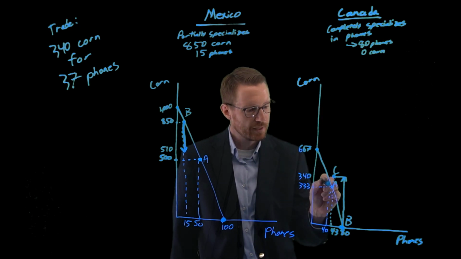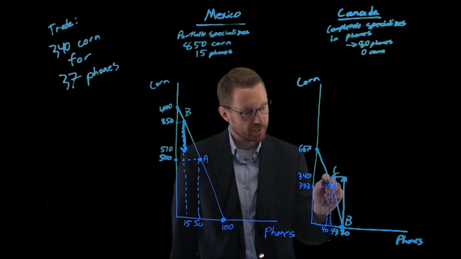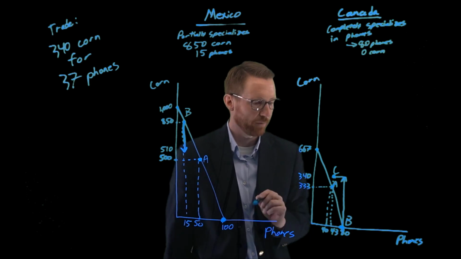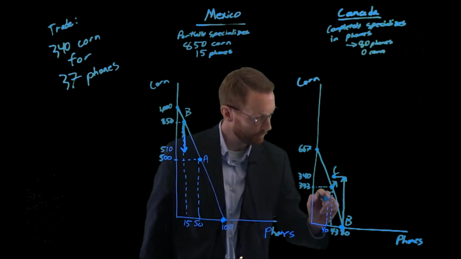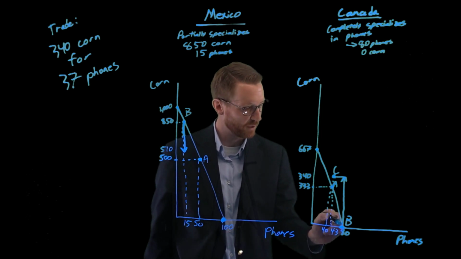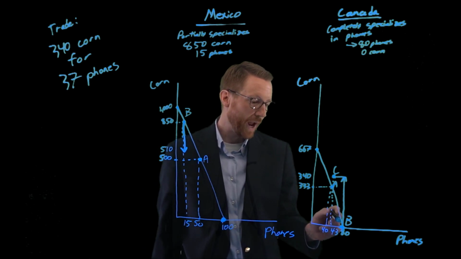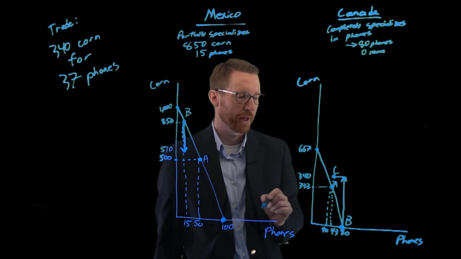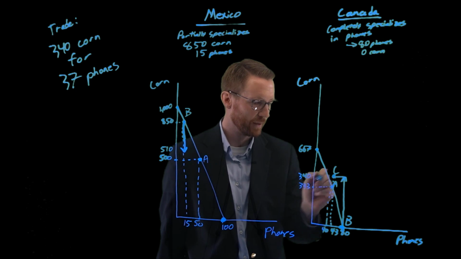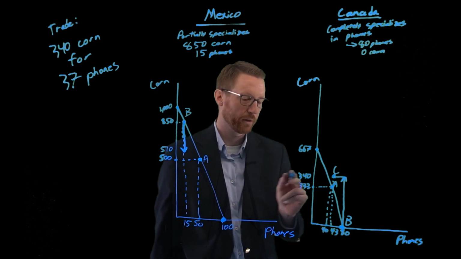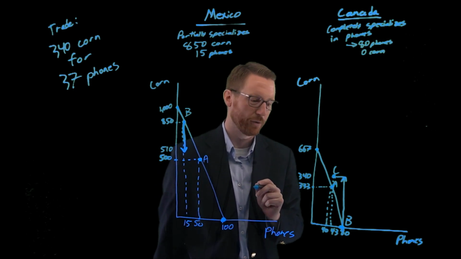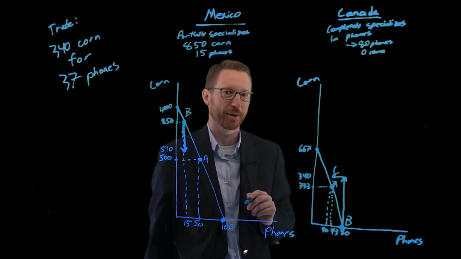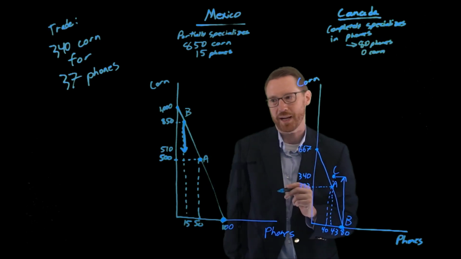So Canada was producing on its own, splitting its time, getting 333 corn and 40 phones. Then they specialized completely in phones, only made those, traded away some of their phones to get corn in return, and they've ended up at point C. 340 corn, more corn than when they were on their own, and 43 phones, more phones than when they were on their own.